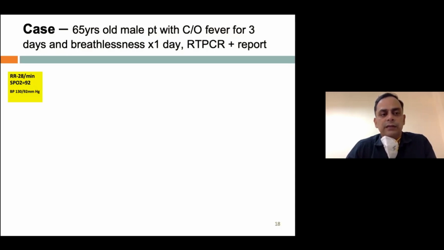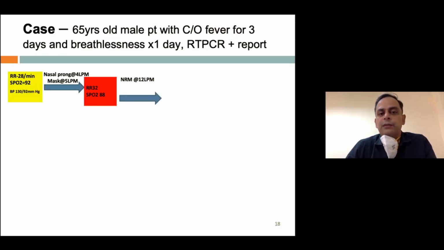We can start with nasal prongs or masks. Suppose we have started mask at 5 liters per minute and we see that now the patient's respiratory rate is 32 per minute and his saturation is around 88%. Then we will have to step up and go to non-rebreathing mask and we will have to start around 12 to 15 liters per minute.